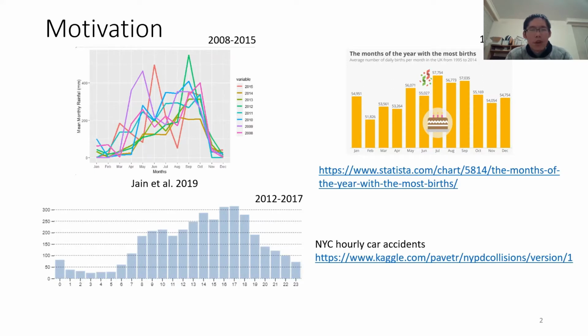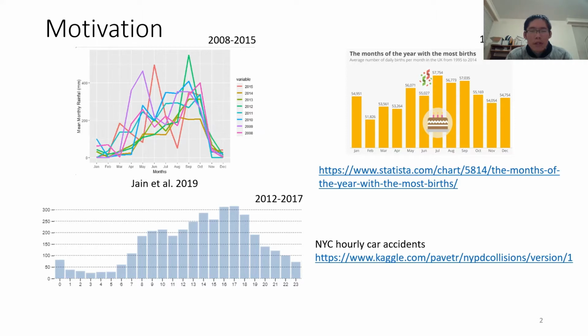We often see charts representing cycles of days and nights, seasons or years. Examples include average monthly rainfall in Bangkok, average number of births per month in the UK, and hourly traffic flows over 24-hour periods in New York City.